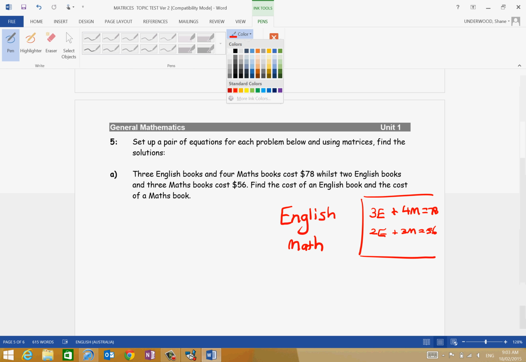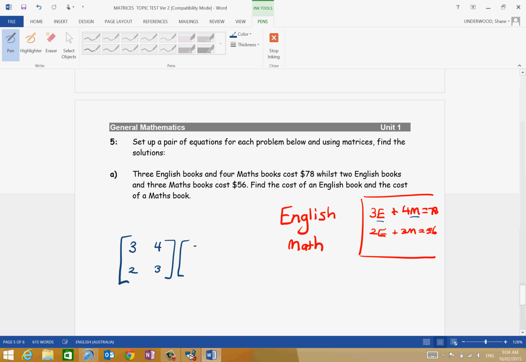Now, what we need to do now is take the coefficients of each of these. We can set up an equation. Rather than x and y, though, we've got to find e and m, if you like. So, the coefficients are 3, 4, 2, and 3. And I'm multiplying that by, we won't use x and y, we'll use e and m. And that should be equal to 78 and 56. Now, of course, we need to solve for e and m.